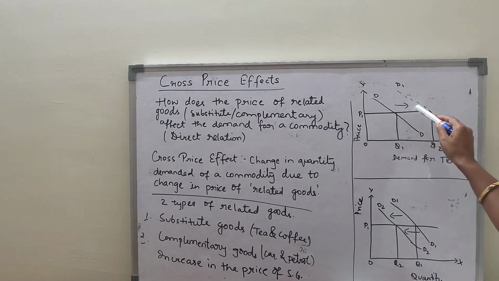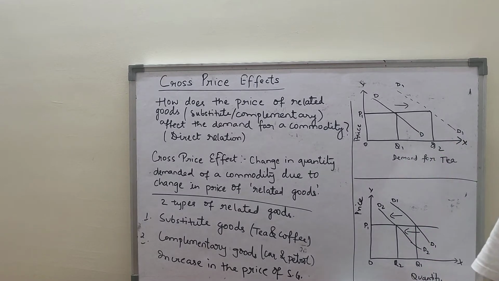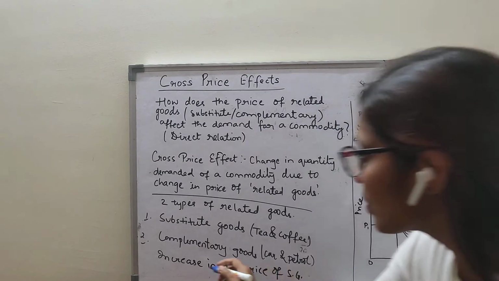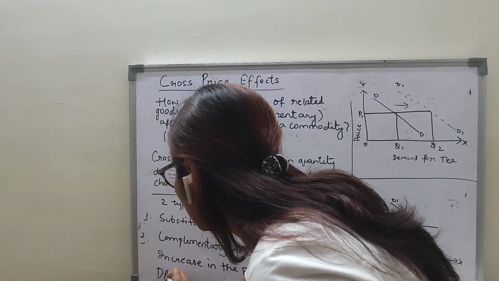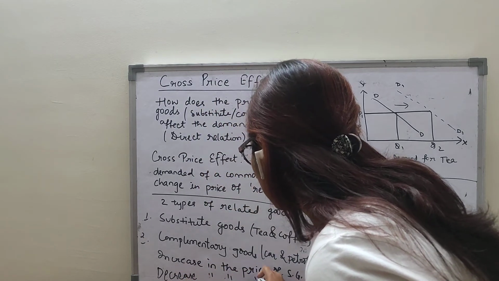So demand curve will shift forward. That means increase in demand. So my demand will shift from DD to D1. So this is my new demand curve. This is the increase in the price of substitute goods. Now decrease in the price of substitute goods. So let us understand decrease in the price of substitute goods.